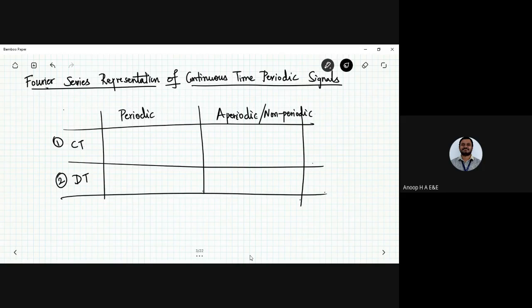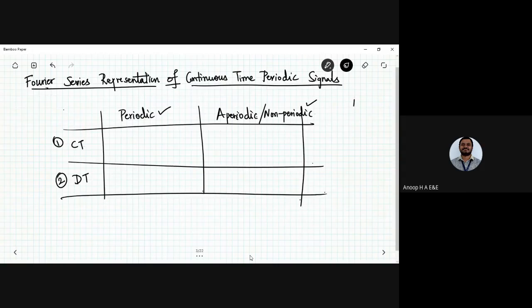This is the time property of the signal, continuous time system and discrete time system. Now this periodic and aperiodic signal table is very important. Keep this table in your mind, what I'm going to talk about here.